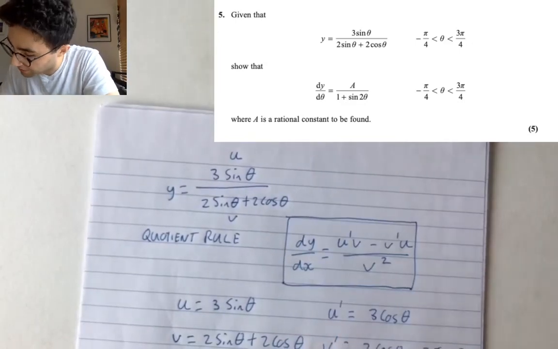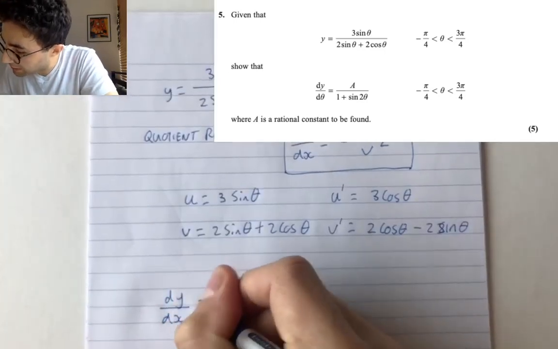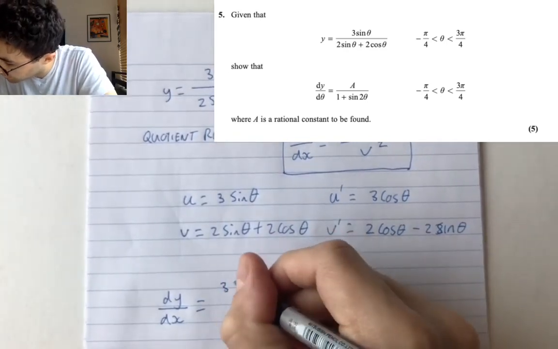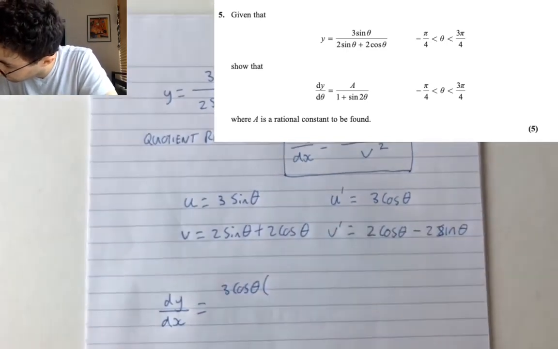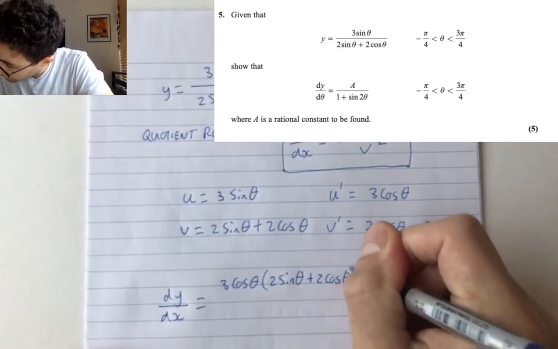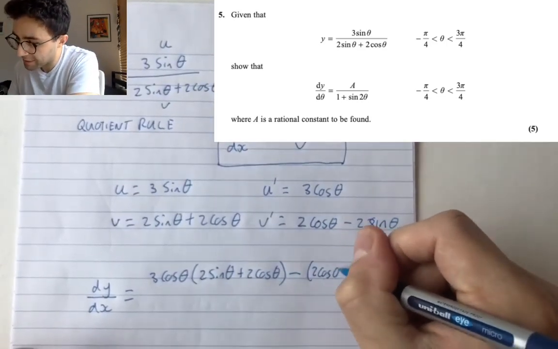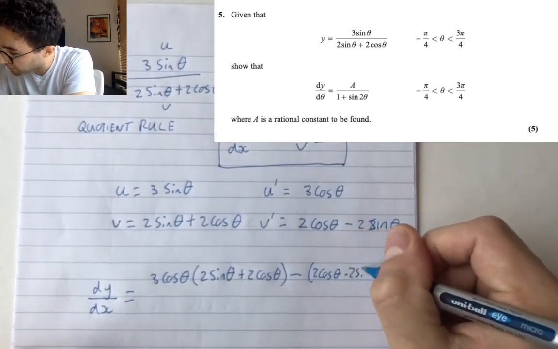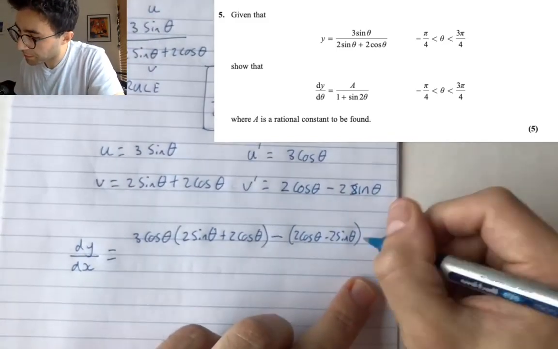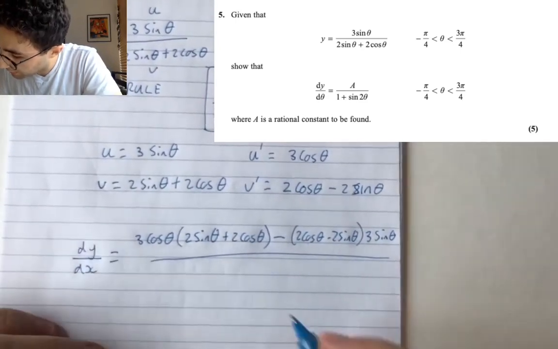Right, cracking on. dy by dx equals u dash v, 3 cos theta, times v, which is 2 sine theta plus 2 cos theta, minus v dash u, 2 cos theta minus 2 sine theta. Did I leave myself enough space? Probably not. Times u, which is 3 sine theta, all over v squared. So it's that whole thing at the bottom squared.